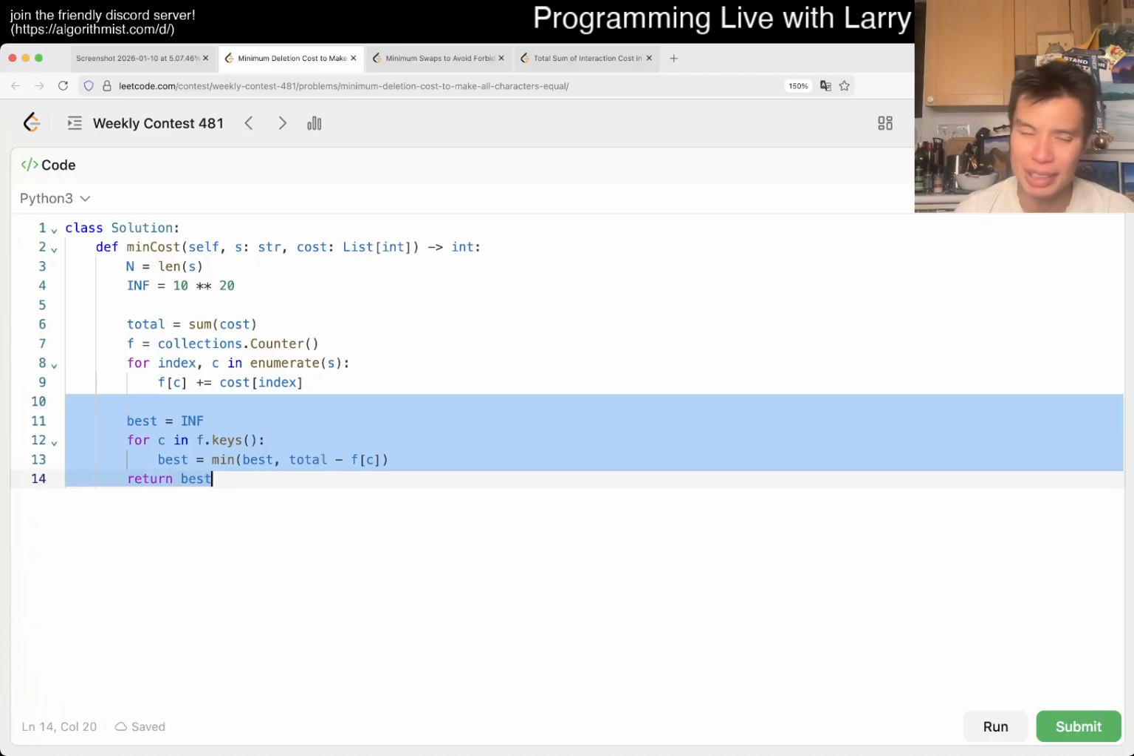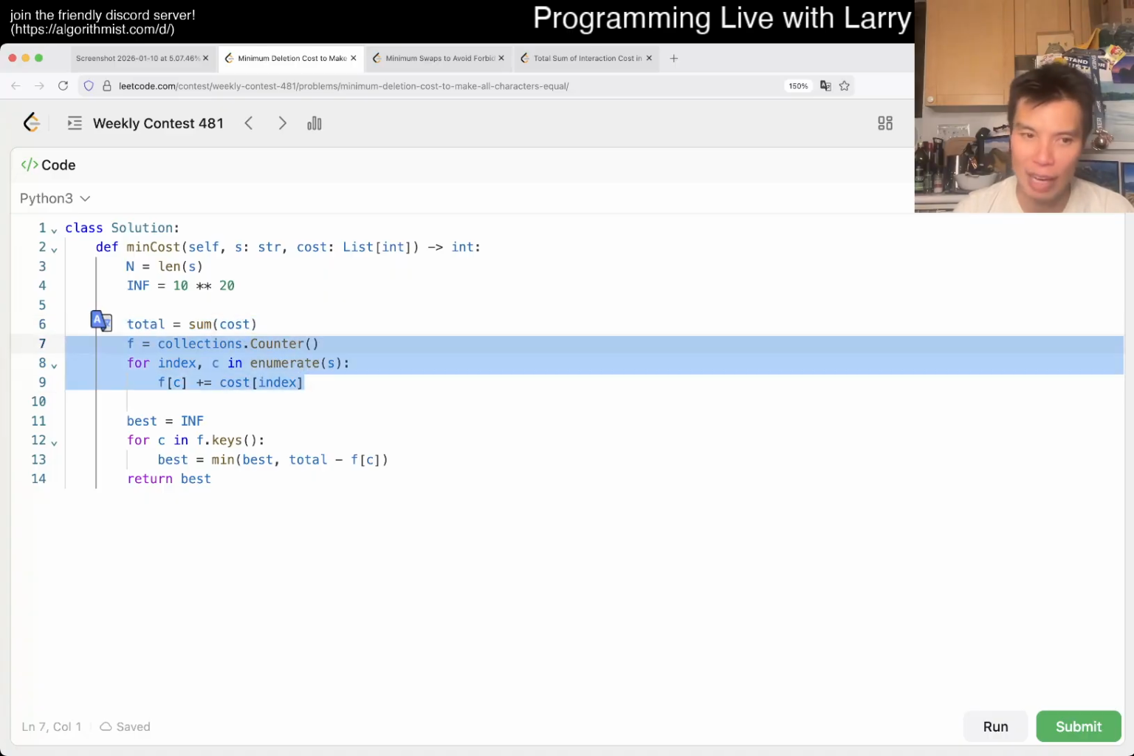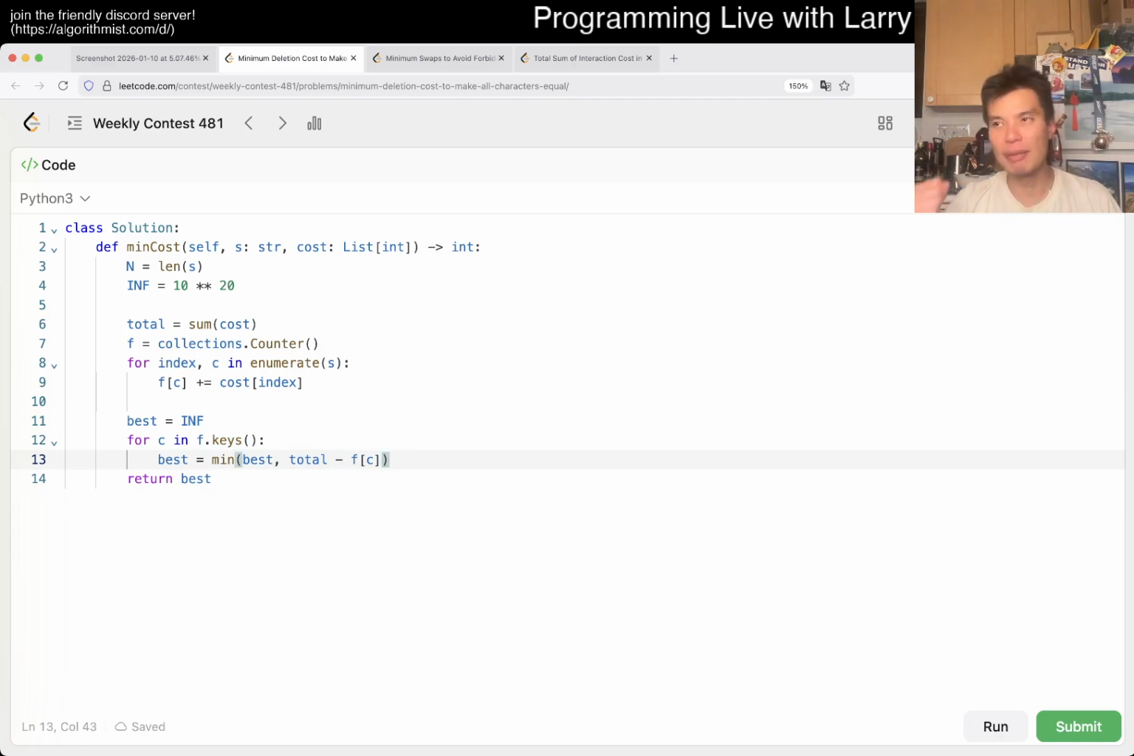Yeah, and that's pretty much it. So basically the idea is just doing it in reverse. You get the sum of all the cost. You sum up all the cost based on the character, and then you take the best out of those, which is the total minus cost.